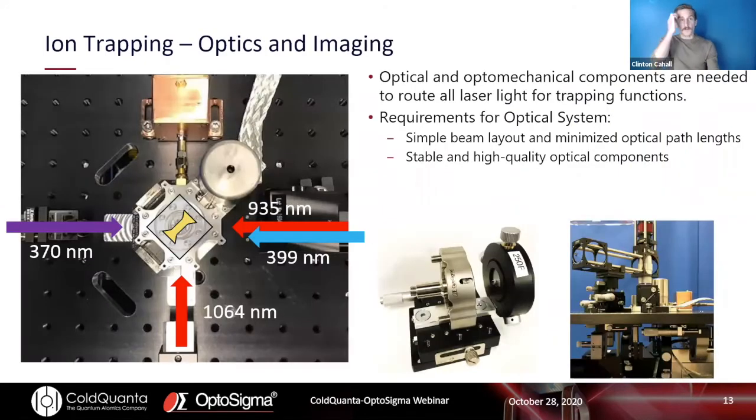And so we have all of these four wavelengths that we need to route and direct into the ion trap. We need a lot of high quality optical and optomechanical components to achieve all of this routing of the laser light into the ion trap. The requirements that we place on our optical system are, we want a simple beam layout and a minimized optical path length to reduce things such as vibrations and air currents that will degrade the quality of the laser light as it goes into the ion trap. And we also want stable and high quality optical components to construct a system, especially for deployable applications.